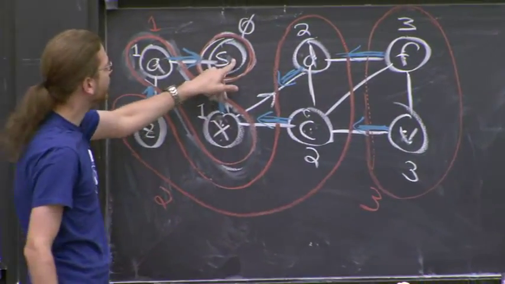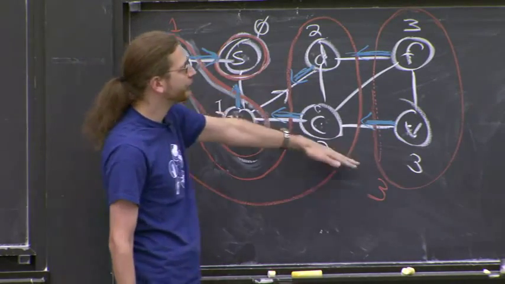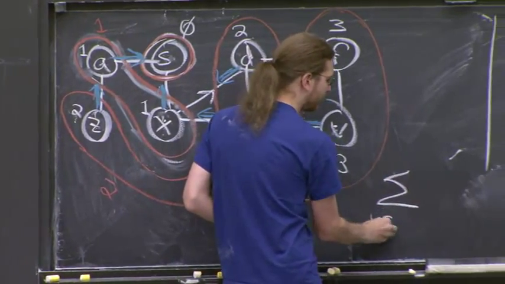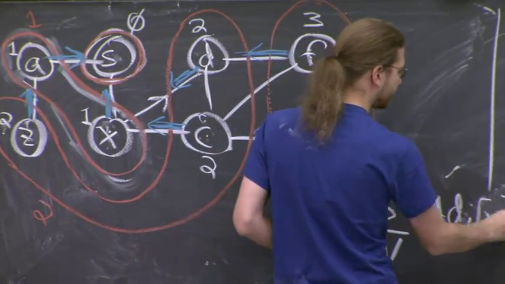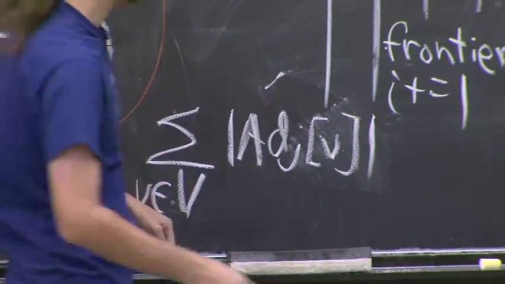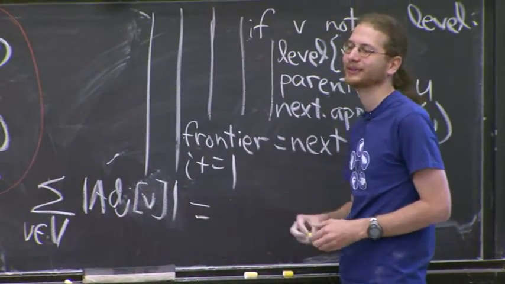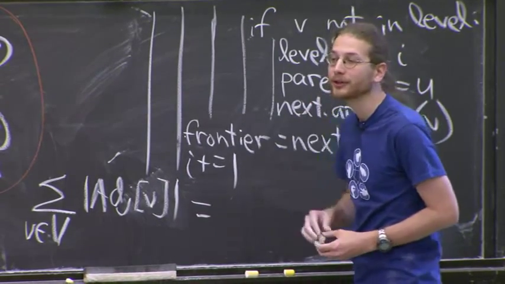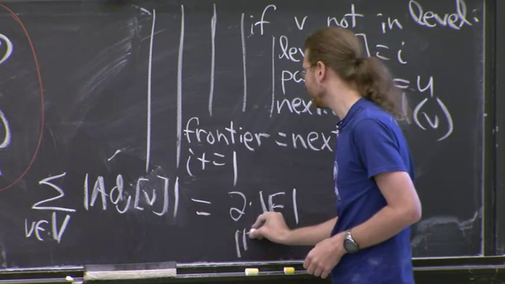So S gets added once, then we check all the neighbors of S. A gets added once, then we check all the neighbors of A. X, each of these guys gets added once. We check all the neighbors. So the total running time is going to be the sum over all vertices of the size of the adjacency list of V. So this is the number of neighbors that V has. And this is going to be, answer? Twice the number of edges for undirected graphs. It's going to be the number of edges for directed graphs.